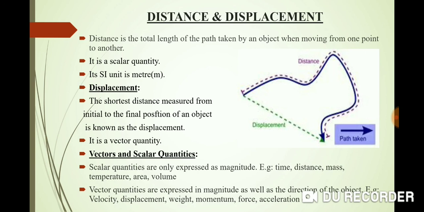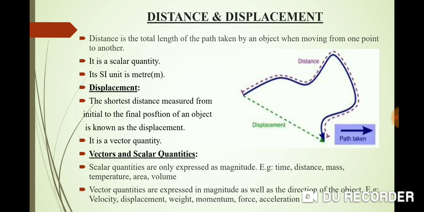On the other hand, displacement is the shortest straight line distance between initial and final position of an object. It is a vector quantity, that is, it has magnitude as well as direction. Students, I would like to tell you that all physical quantities can be grouped into two categories, scalar and vector. Scalar quantities are those quantities which have magnitude only and no direction. On the other hand, vector quantities are those which are expressed in magnitude as well as direction.